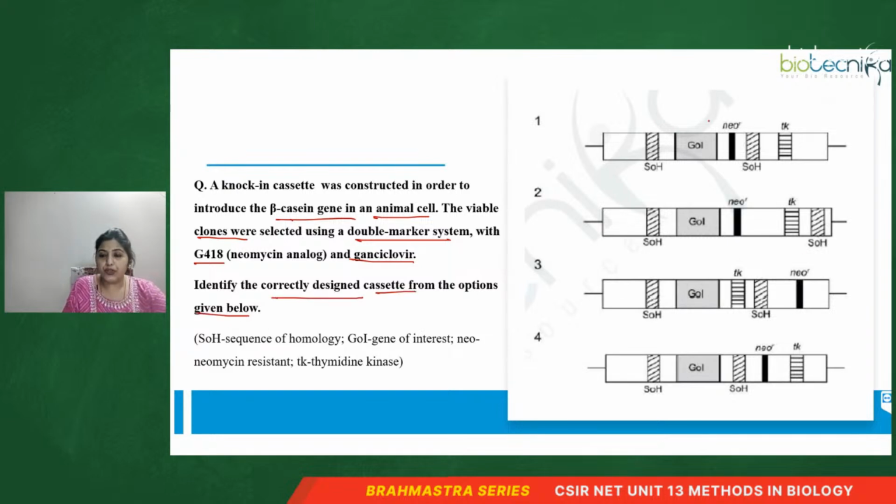So here are the 4 options, and you can see SOH is the sequence of homology, GOI is the gene of interest, NEO is for neomycin resistance, and TK is for thymidine kinase. Now again, this question is very scoring and easy. If you are familiar with how to create a cassette to perform gene knockout, you can easily answer this question.